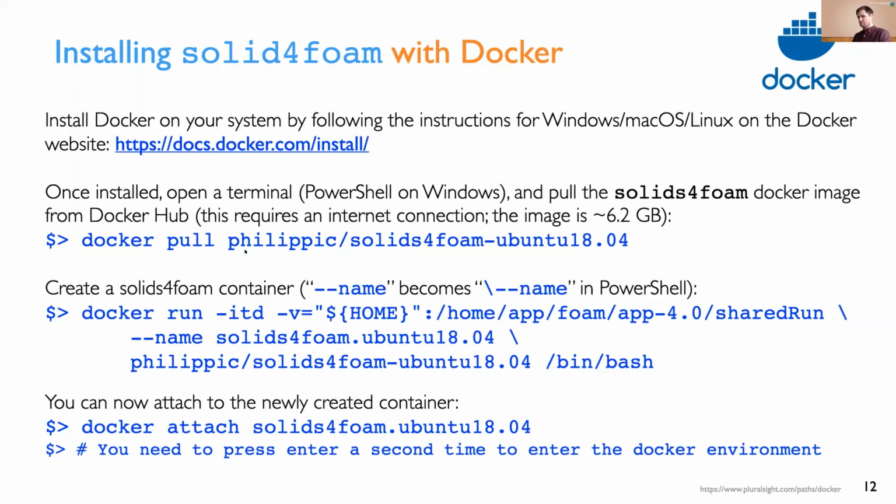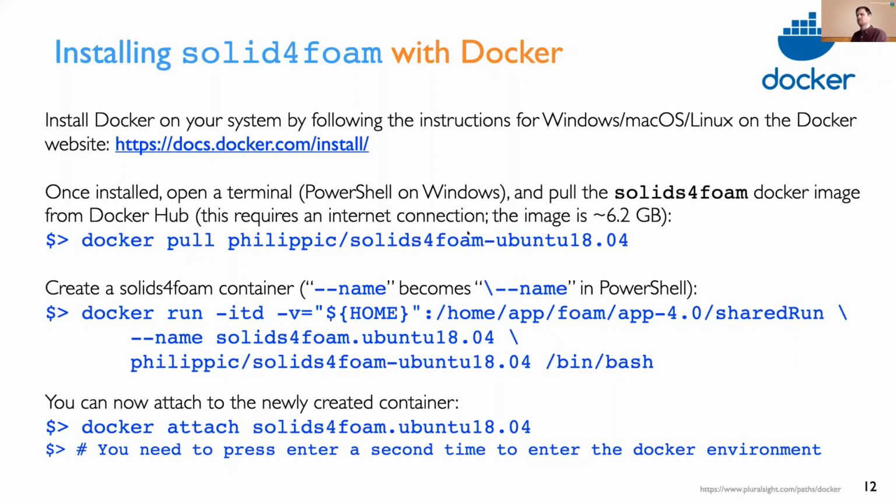So I publish different versions of Solids4foam on my Docker Hub. There's the default one with foam-extend, and I think you can find different versions of Solids4foam as well, but at least the foam-extend version is there anyway. If you have Docker installed on your Mac, Linux, or Windows, you can just run docker pull, and that will pull down a fully working version of foam-extend 4.0 and Solids4foam.